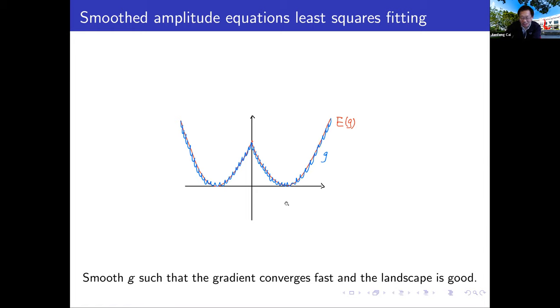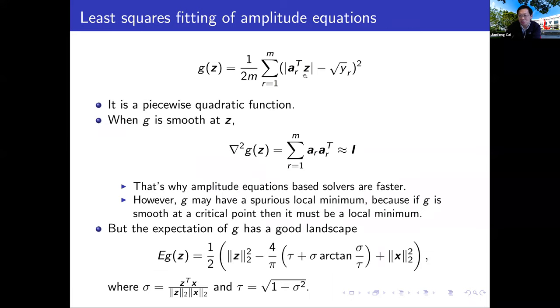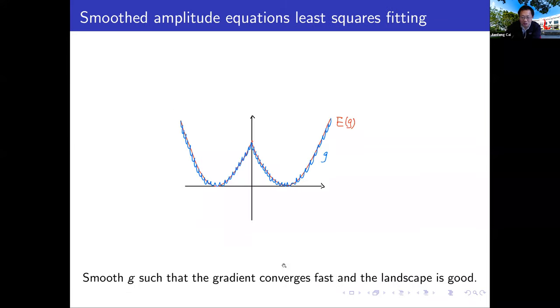So then we ask a question, can we modify this G function such that this G function has a good landscape as this expectation of G? Yeah, this is what we are going to do. Our idea is that we do the smoothing. We smooth G because this function is non-smooth here, right? So then we just do a smoothing of this G.